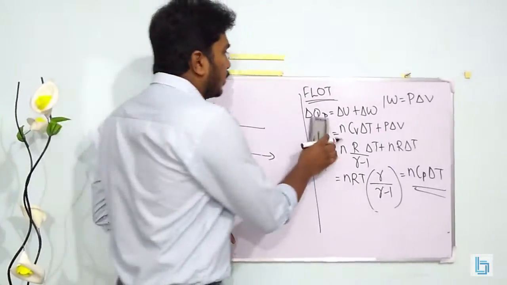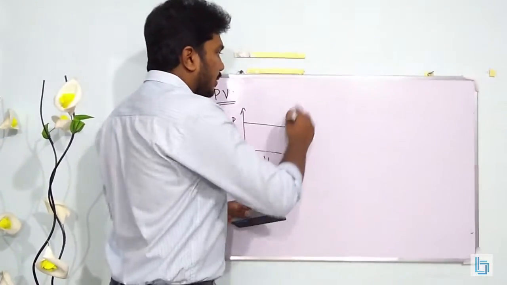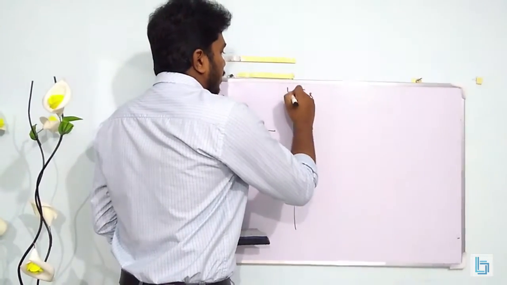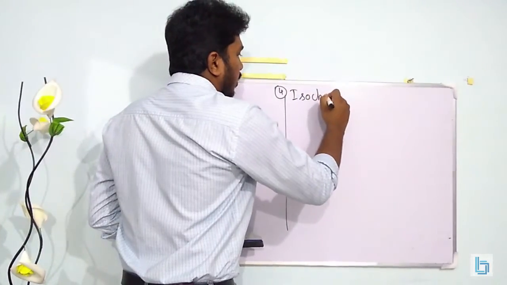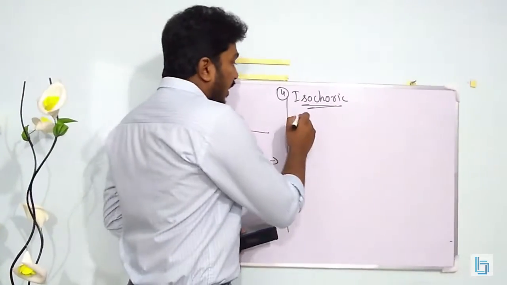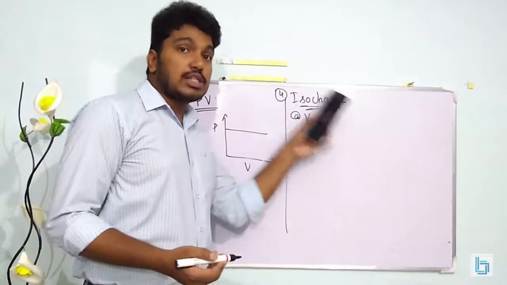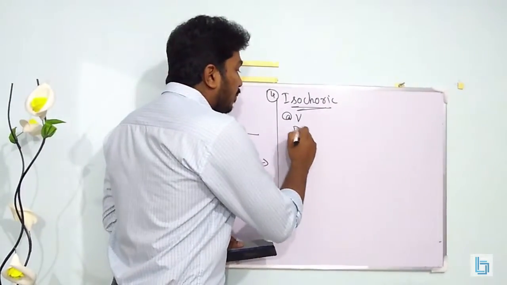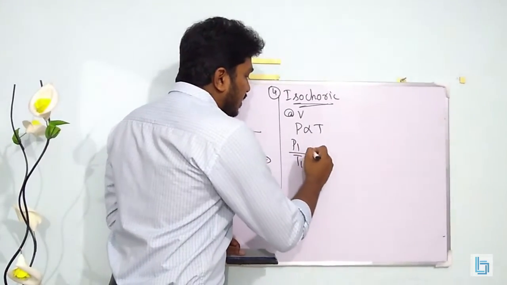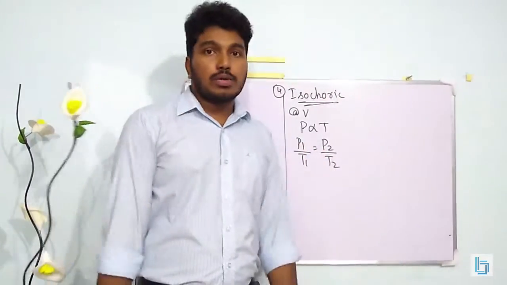Okay, now we are moving on to the next process, and that is the fourth one. What is that? Isochoric process. Now, isochoric process means it is a constant volume process. It is a process carried out at constant volume. If we are dealing with an isochoric process, then we can say that the pressure is directly proportional to the temperature, or we can write P1 by T1 is equal to P2 by T2. It is a constant volume process.